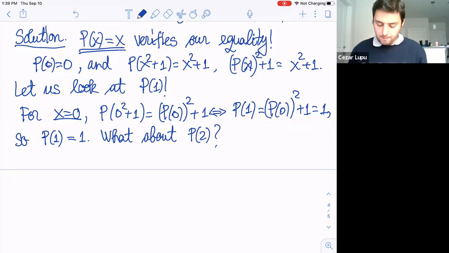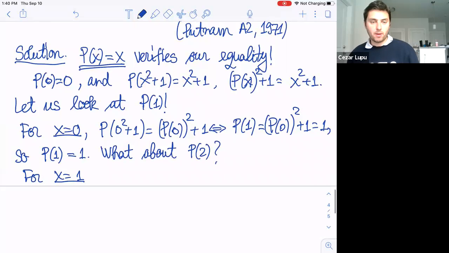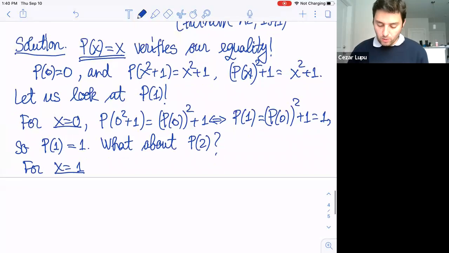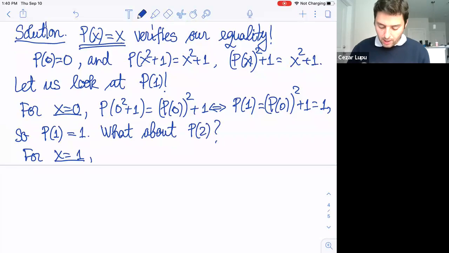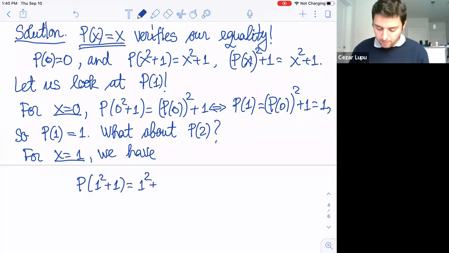Well, let's look at it. This can be obtained for x equals 1. Since this holds for all x, I can plug in any values. For x equals 1, we have what? We have that P of 1 squared plus 1 is the same as 1 squared plus 1.